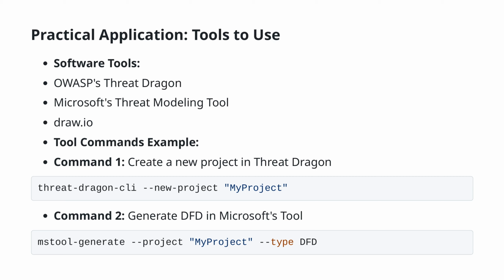For OWASP's Threat Dragon, you can start a new project using the following command: threat dragon cli, new project, my project. This command initializes a new project named my project in Threat Dragon. To generate a data flow diagram DFD using Microsoft's threat modeling tool, you would use mstool generate project my project type DFD. This command generates a DFD for the specified project my project. Utilizing these tools can streamline your threat modeling process, making it more efficient and comprehensive.